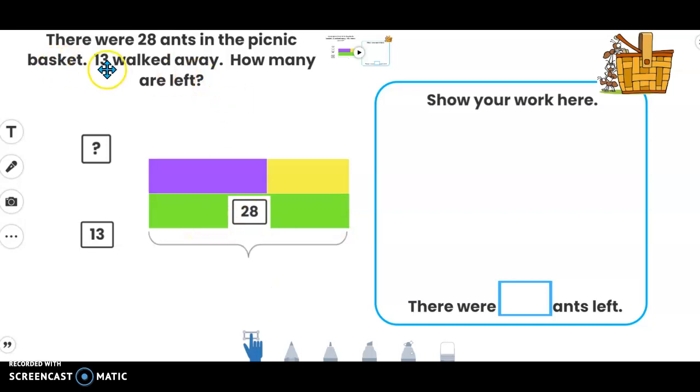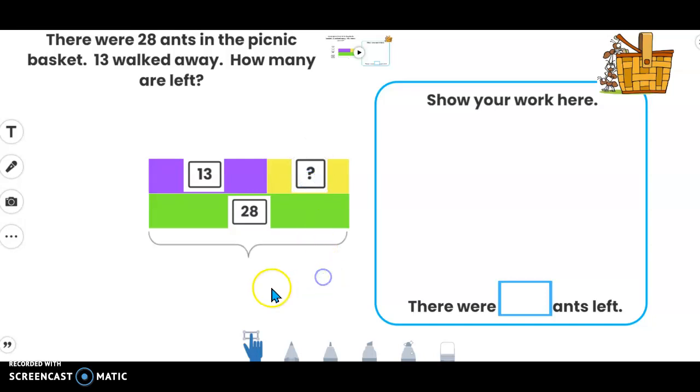Now, it tells us that 13 walked away. So that is one of the parts. And then it's asking how many are left. Well, we don't know that. So we're going to put a question mark here. Now we need to look at our bar model and see what we know. We know the whole and we know one part. So when we know the whole and a part, we can use subtraction to solve the problem.